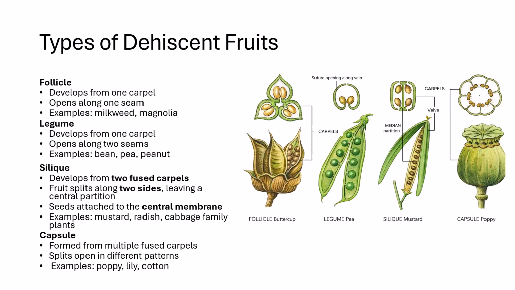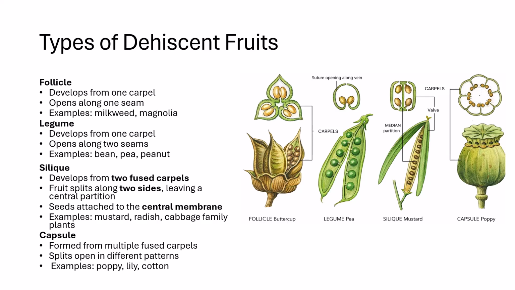Dehiscent fruits come in several structural forms depending on how the fruit develops and how it splits open. A follicle develops from a single carpel and opens along one seam. Seeds are attached along the inside of the fruit wall. Plants like milkweed and magnolia produce follicle fruits. A legume also develops from a single carpel, but it splits along two seams, releasing the seeds from both sides of the fruit. Beans, peas, and peanuts are examples of legumes.